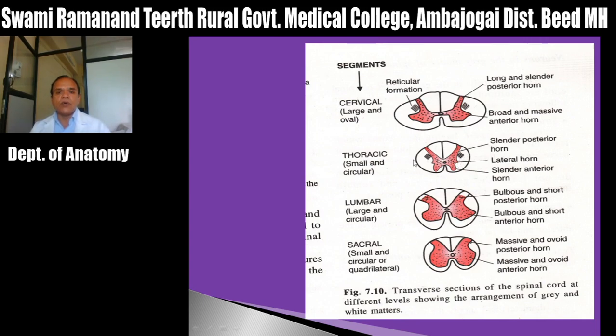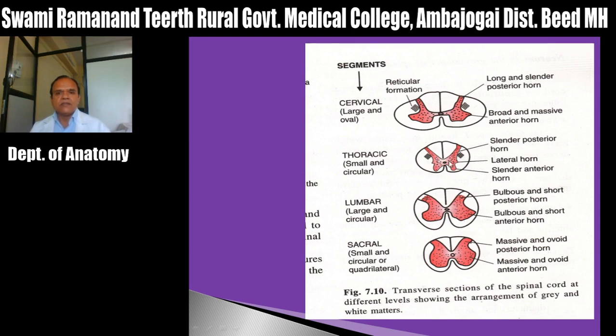The identity of the thoracic spinal cord is having the lateral horn. The lateral horn is there. It is not present here in the cervical. Then when you take the cut section of the spinal cord in the lumbar region, how does it look like? It is large and circular.